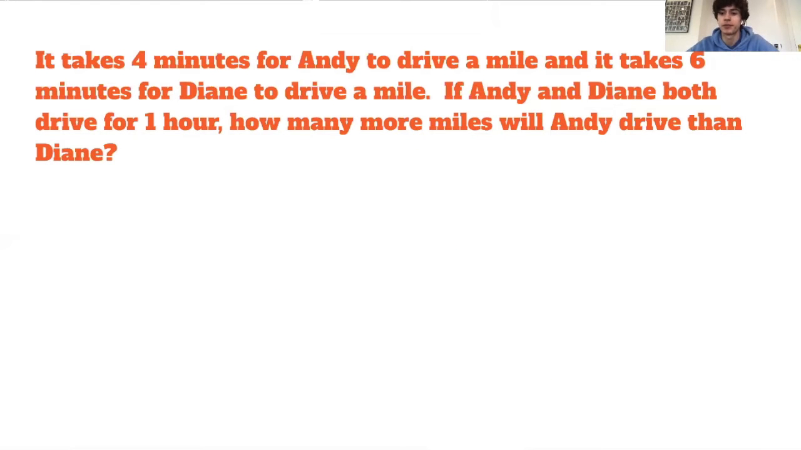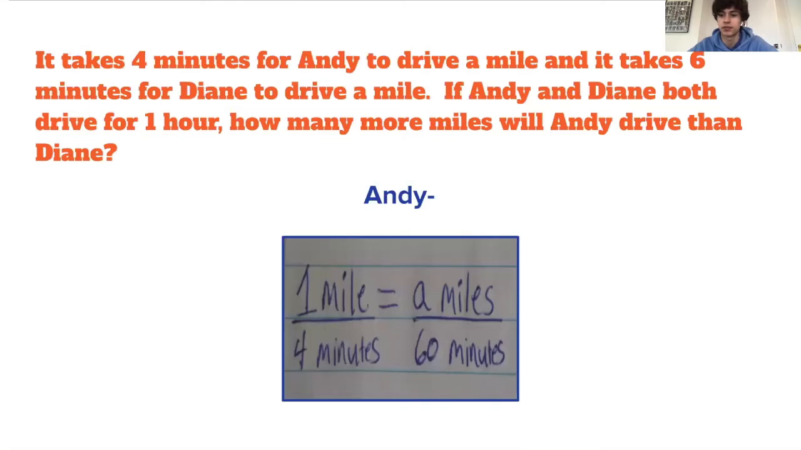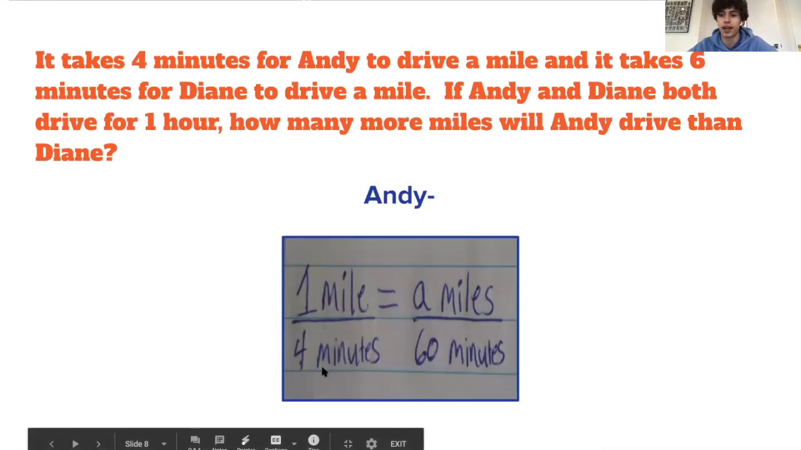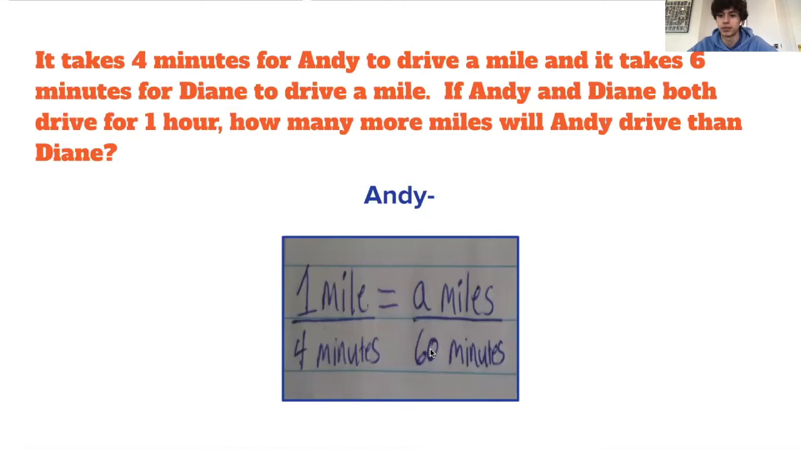It takes 4 minutes for Andy to drive a mile, and it takes 6 minutes for Diane to drive a mile. If Andy and Diane both drive for 1 hour, how many more miles will Andy drive than Diane? Our first step is to find how many miles each person drives. The problem states that it takes 4 minutes for 1 mile. Let's write that as 1 mile over 4 minutes. Now we're trying to find how many miles he drives in 60 minutes. Let's represent how many miles he drives in 60 minutes as A for Andy. So A miles over 60 minutes.